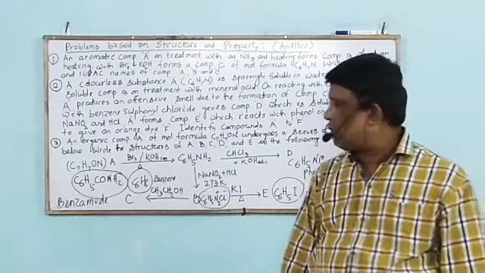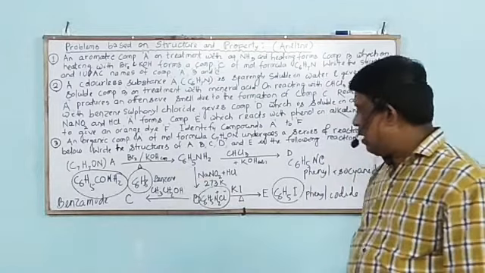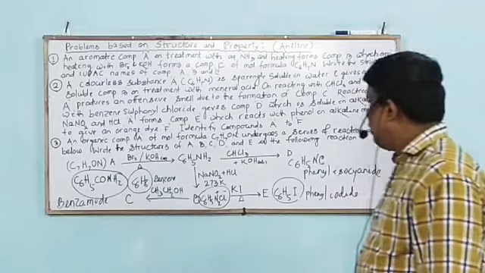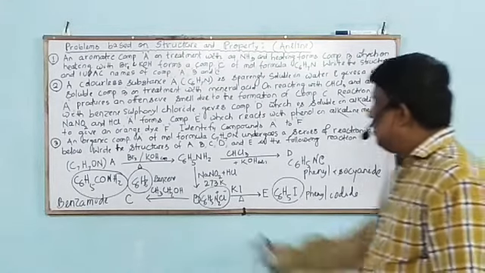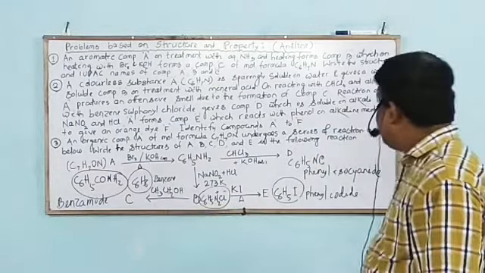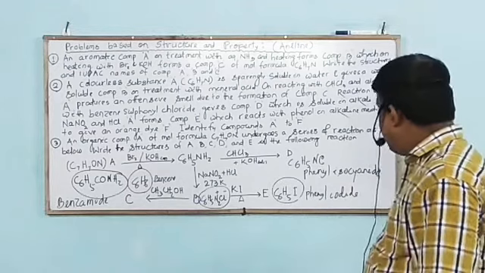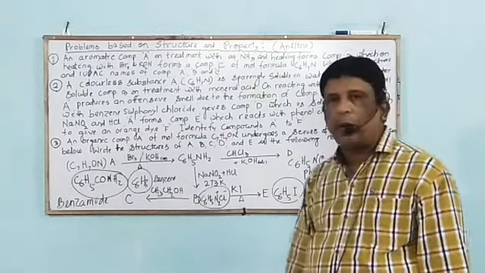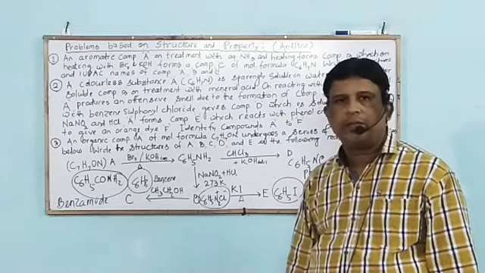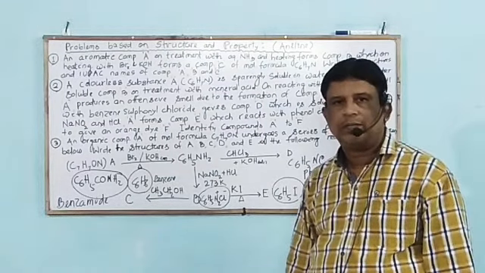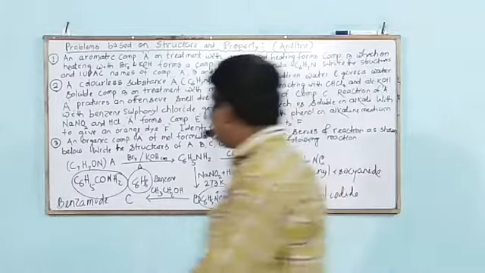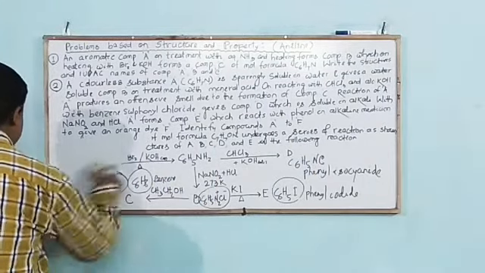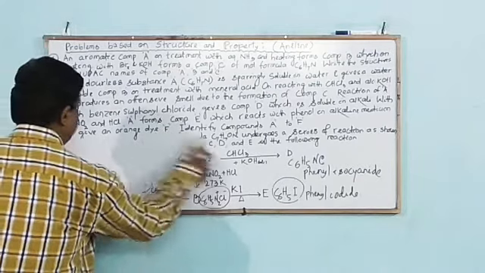So in this sequence of reactions, A is benzamide, B is benzene diazonium chloride, C is benzene, D is phenyl isocyanide, and E is iodobenzene or phenyl iodide. Move to the next question.